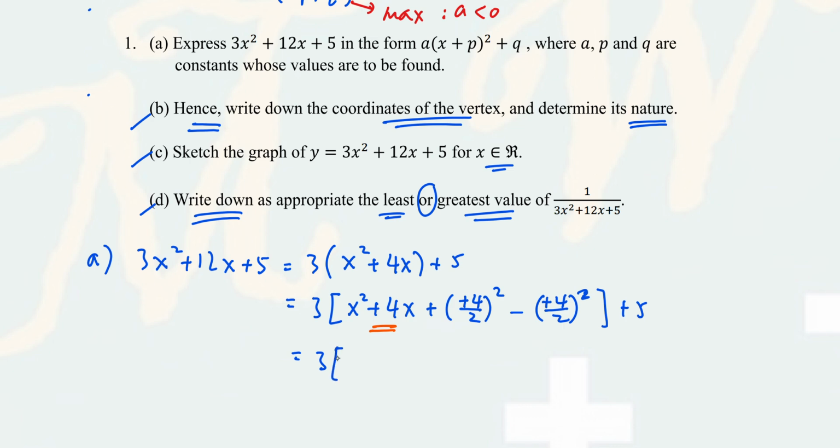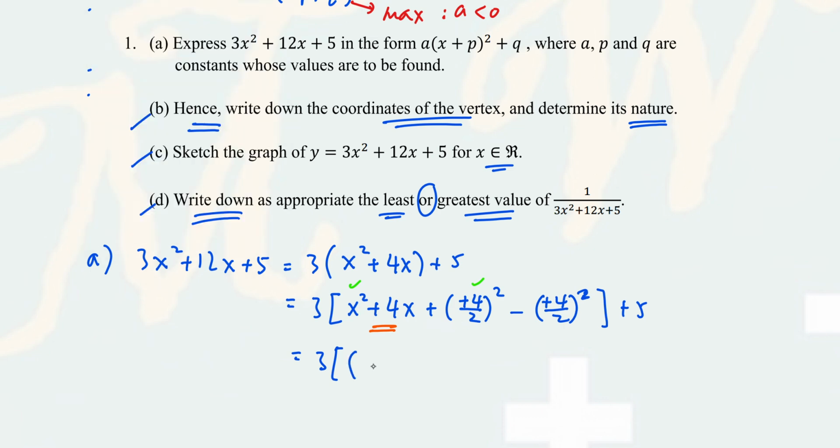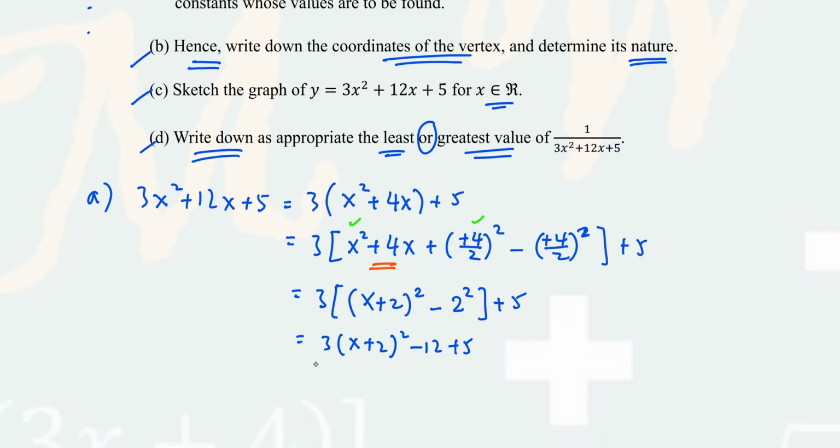Then, combine the first and third term, and write your square outside the bracket. So x, now plus 4 over 2 is basically plus 2. Then squared, minus 2 squared, plus 5. And now bring in the 3. So 3 bracket x plus 2 squared. So 2 squared is 4. 4 times 3 is 12, and it is a minus. So at last, minus 12 plus 5. That is going to be negative 7.